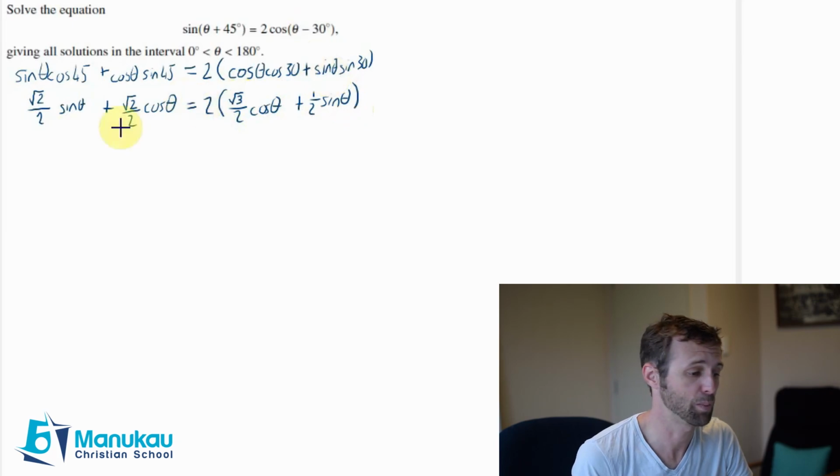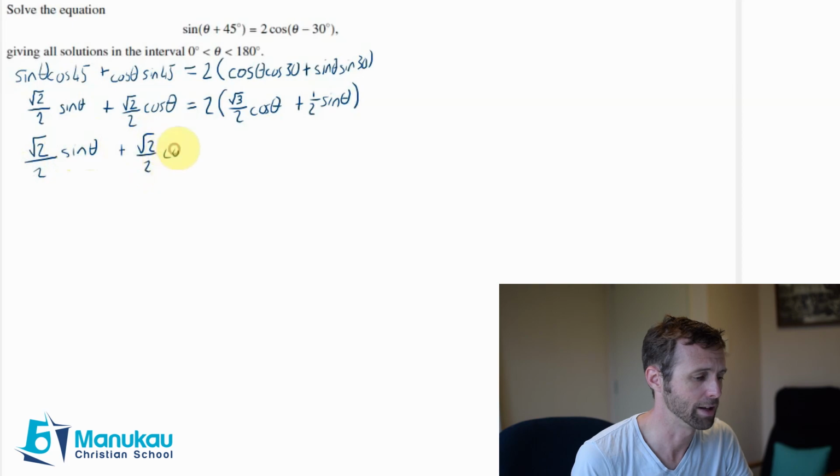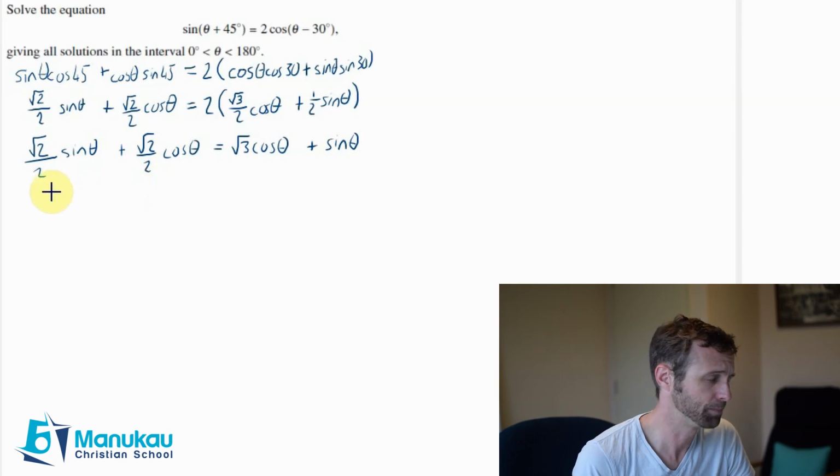Okay, and at this point we're going to expand that bracket. On this side it'll remain the same, square root 2 over 2 sine theta plus square root 2 over 2 cosine theta. And then this side, when we expand it, is equal to square root 3 cosine theta plus sine theta. Okay. And now what we want to do is gather all of our like terms together. So I'm going to pull all my sines over this side and all my cosines over this side.